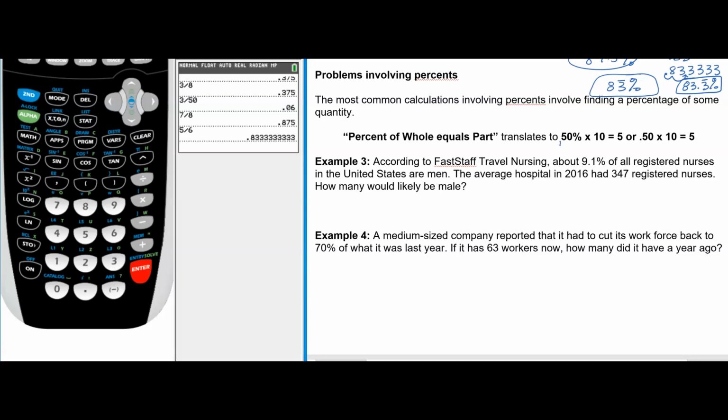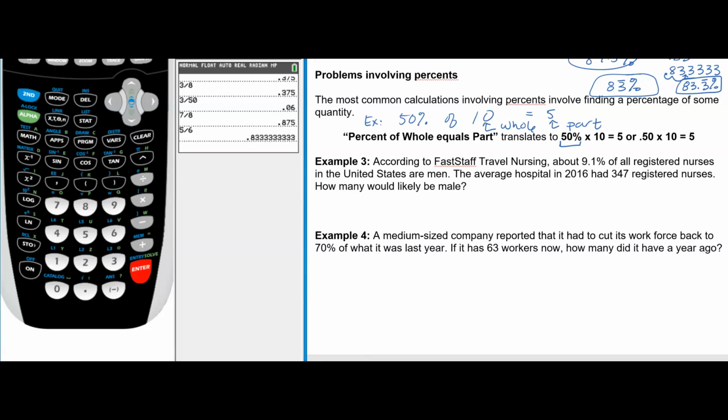So in this case, we've got 50%. This is like 50% of 10, okay? So 50% is the percent, 10 is going to be the whole, equals, so half of 10, or 50% of 10 is 5. 5 is going to be your part. So let me say that again. A percent of a whole is equal to a part. So 50%, this is just an example, 50% of 10 equals 5. 10 is going to be your whole, 5 is going to be your part, okay?